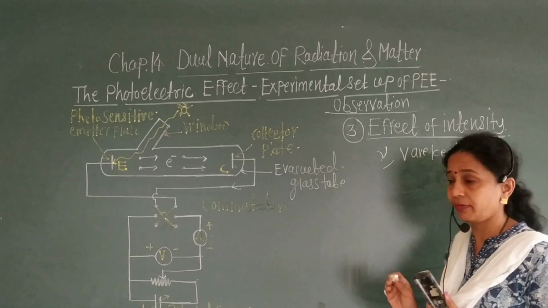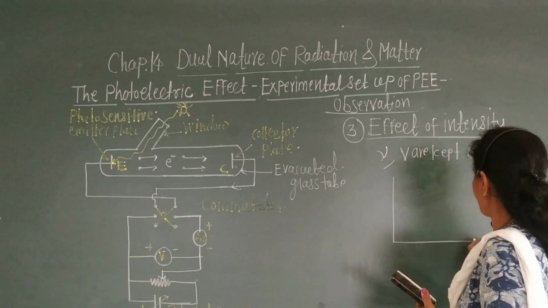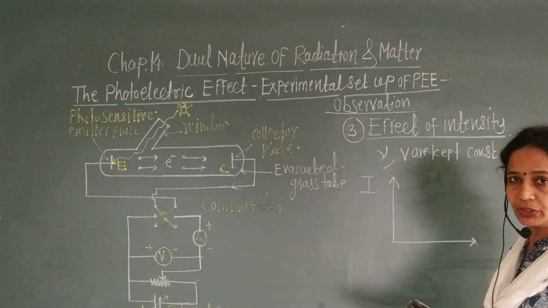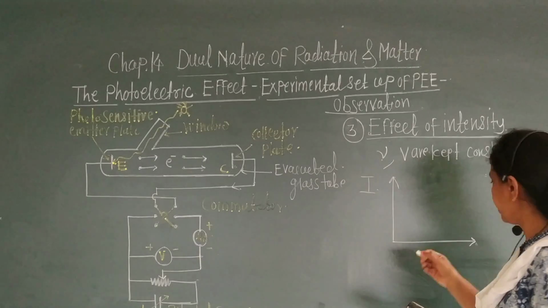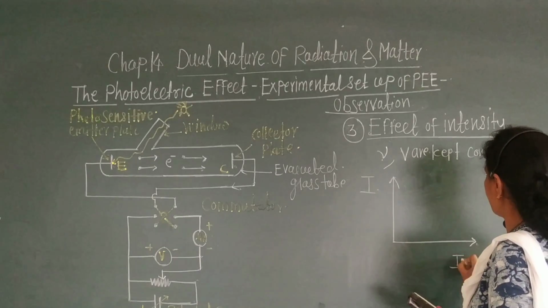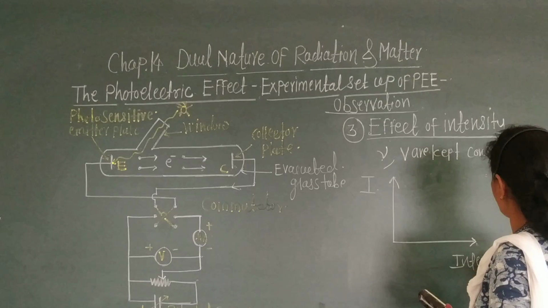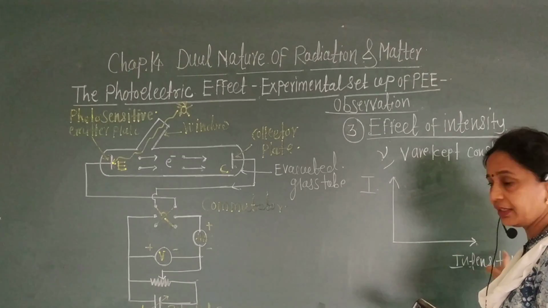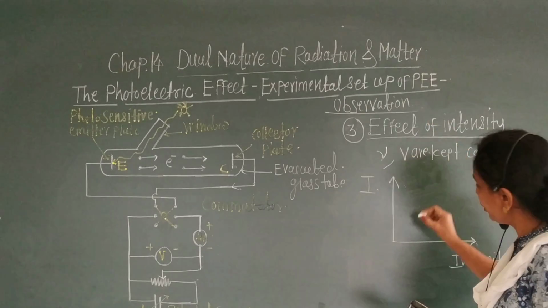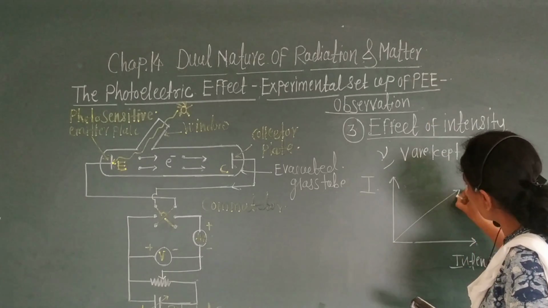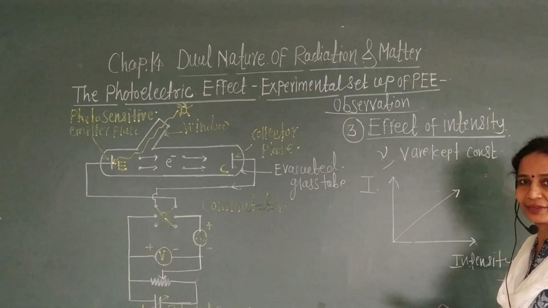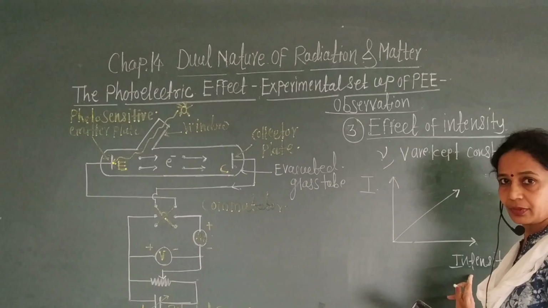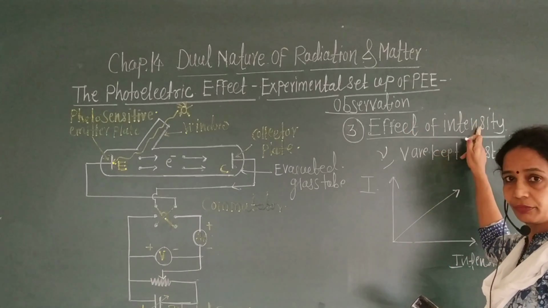Therefore, what is the nature of graph? Say this. On y-axis, we take the value of photoelectric current. On x-axis, you take the value of intensity of incident radiation. As the intensity increases, photoelectric current also increases. Therefore, nature of graph is like this. This is important one. This is the effect of intensity.